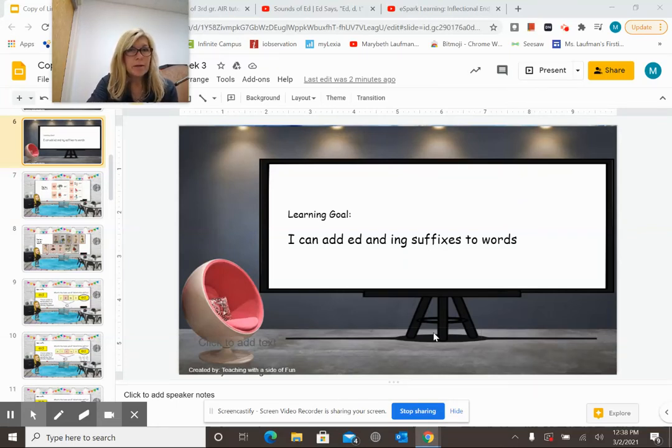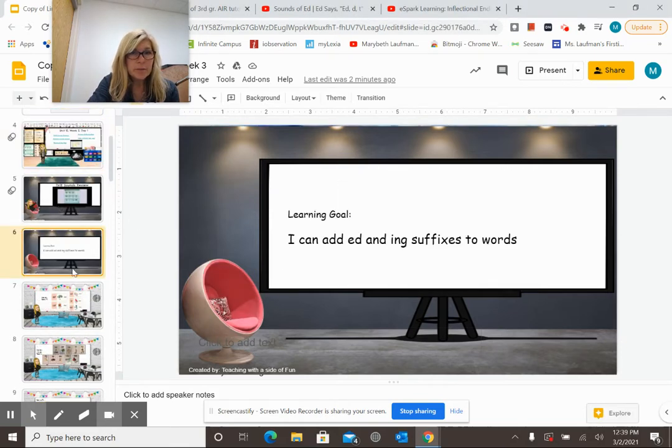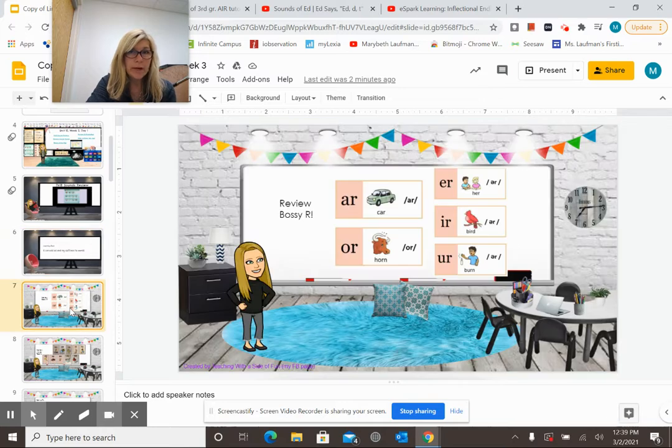Hi, first graders. This is lesson 10.11, and our learning goal for today is I can add ed and ing suffixes to words. Before we do that, we are going to do a little practice with our R-controlled vowels. So do these with me.